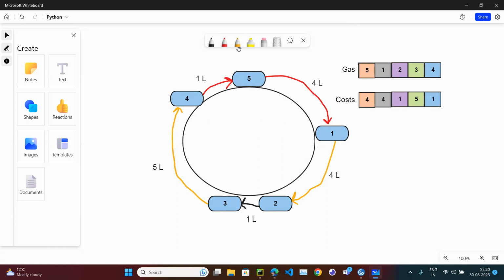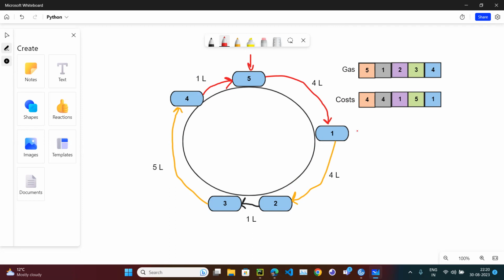Similarly, the same approach. Let's start from here. If we start from here, our car has 0 liters initially. So now our car has 5 liters. With 5 liters, can we move to the next station? Yes, I can move to the next station.